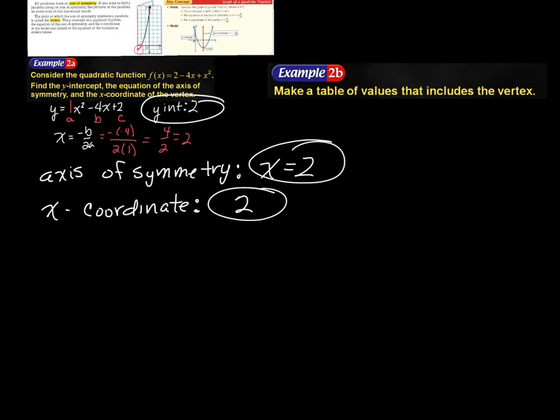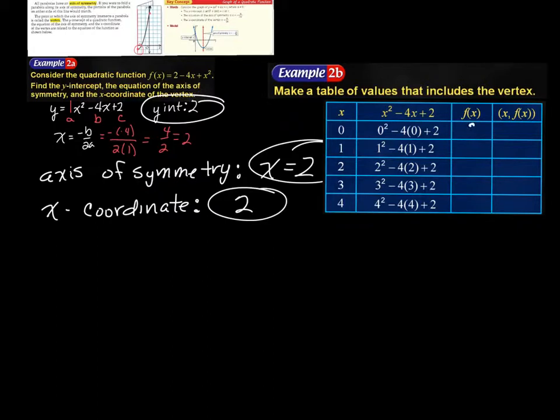Next, they ask us to make a table of values that includes the vertex. So I'd like to go a couple numbers less than 2. So if I start at 0, that'd be nice. 0 plus 2 is 2. And then we've got 1 minus 4 is negative 3, plus 2 is negative 1. Four minus 8 is negative 4, plus 2 is negative 2. 9 minus 12 is negative 3, plus 2 is negative 1 again. And 16 minus 16 is 0, plus 2 is 2, so we've got 4, 2.